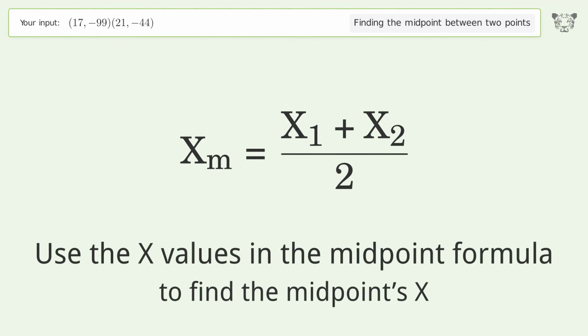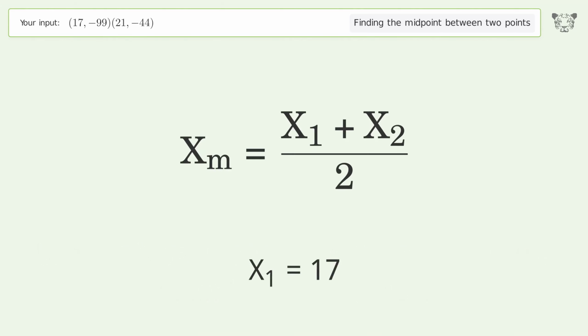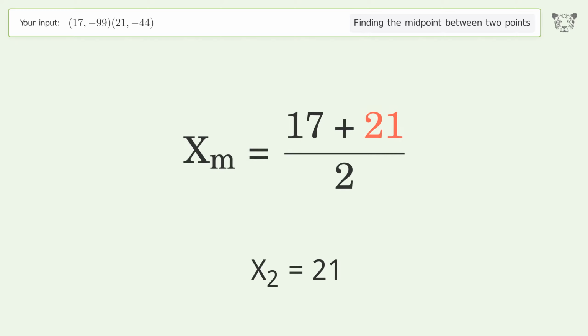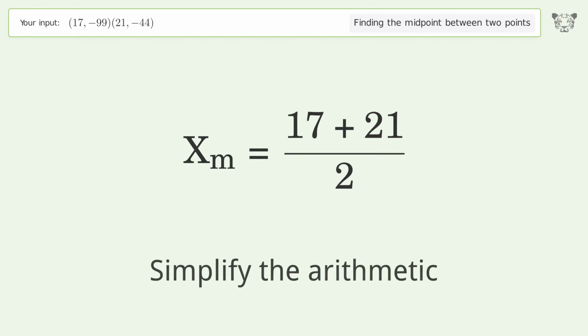Use the x values in the midpoint formula to find the midpoint's x. x1 equals 17. x2 equals 21. Simplify the arithmetic.